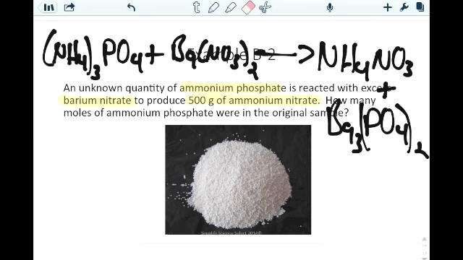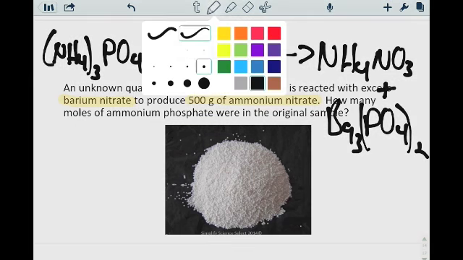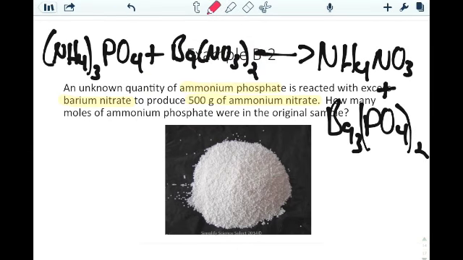When we balance this out, let's start with our metals first. So we have our barium. Barium, we have 1 here, 3 there. So to make that, we put a 3.